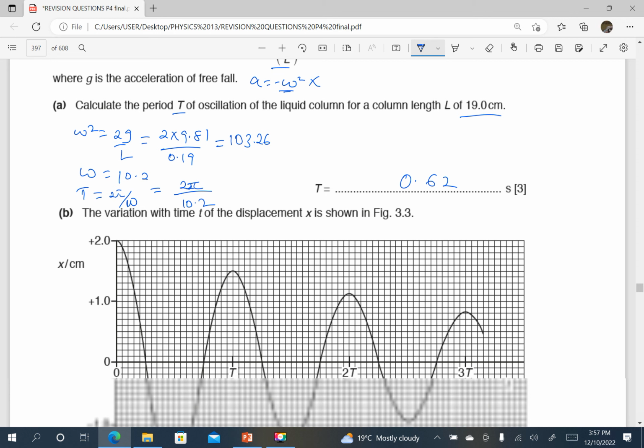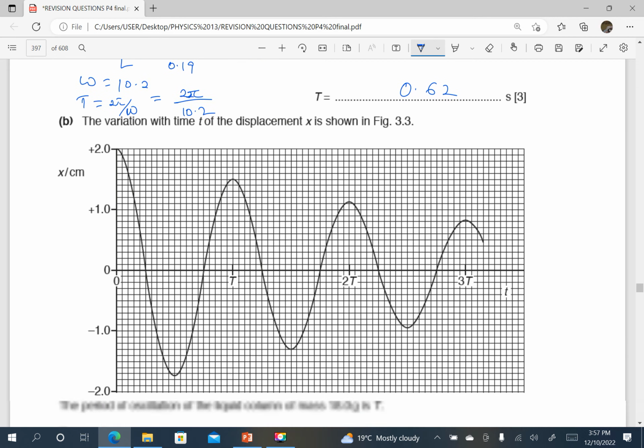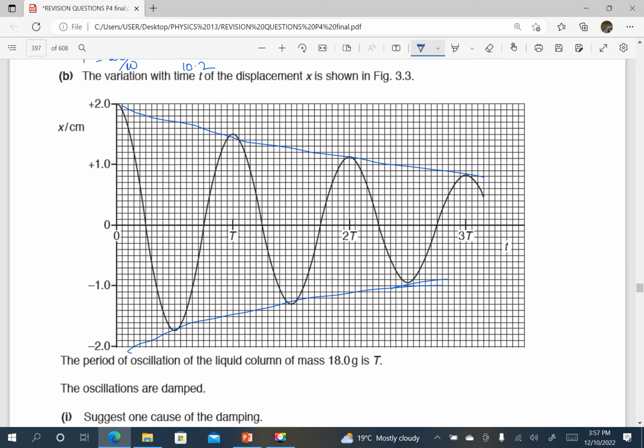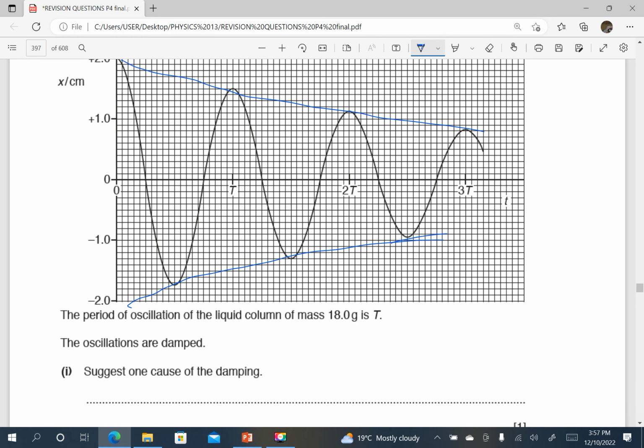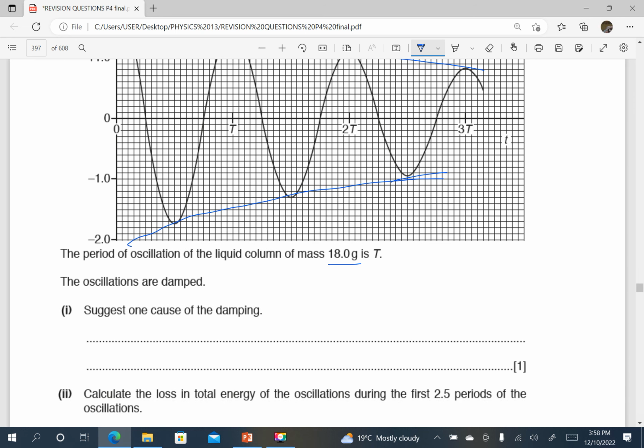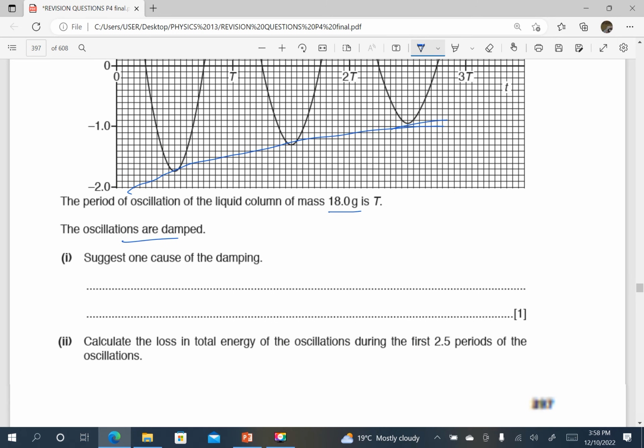The variation with the time t of the displacement x is shown here. You see that the amplitude is actually decreasing gradually, but the oscillations are still continuing. The period of the oscillation of the liquid column is T. That's one cycle. The oscillations are damped. Suggest one cause of damping.